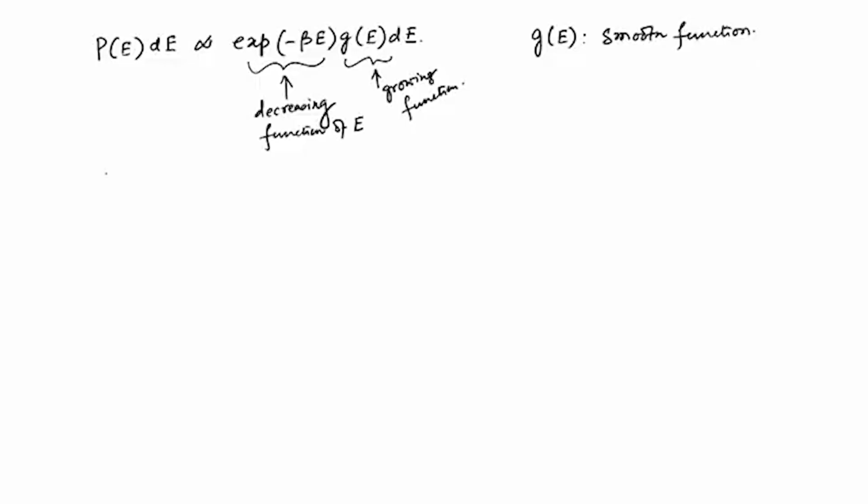There must be some energy for which the derivative of this function has an extremum value. Okay. So, what I mean to say is that for some E, let us call it as E star, this P E must be having an extremum.